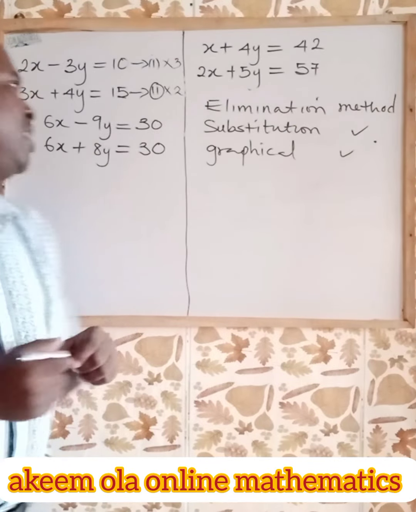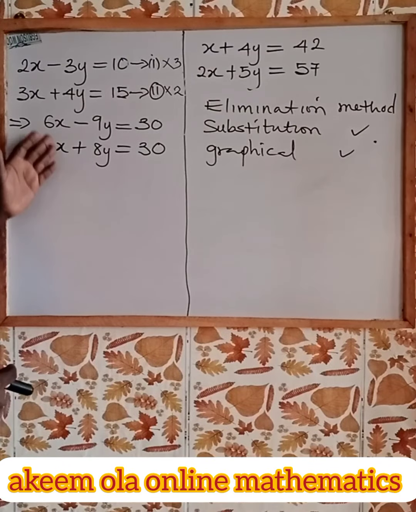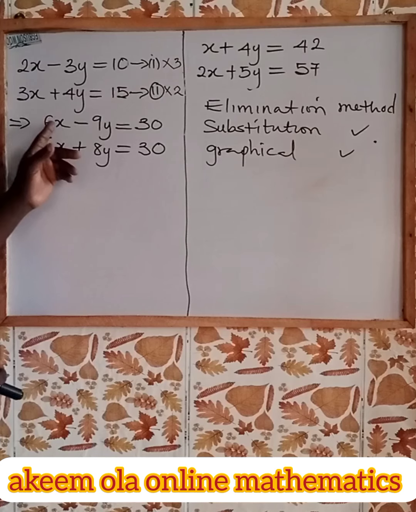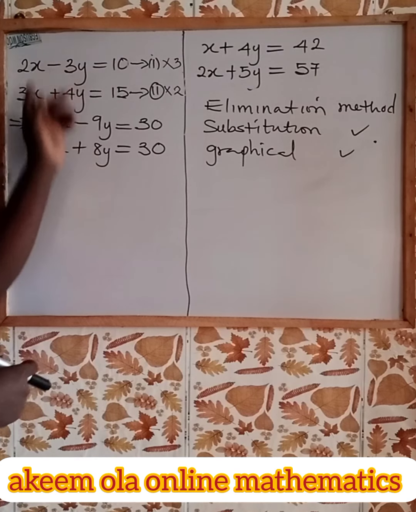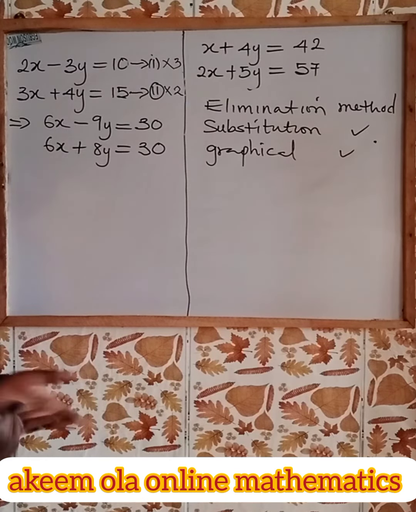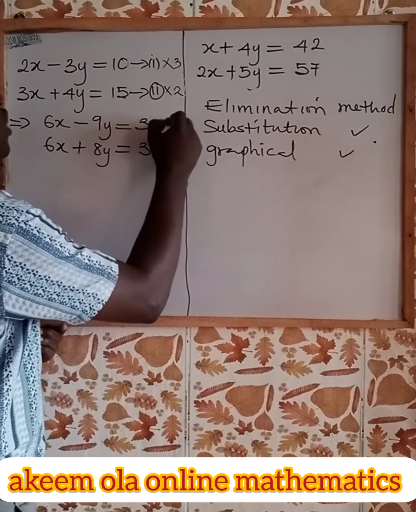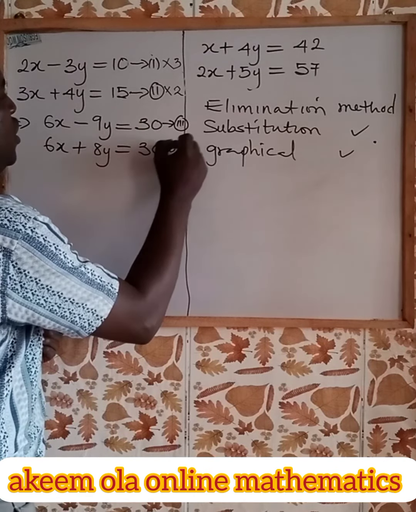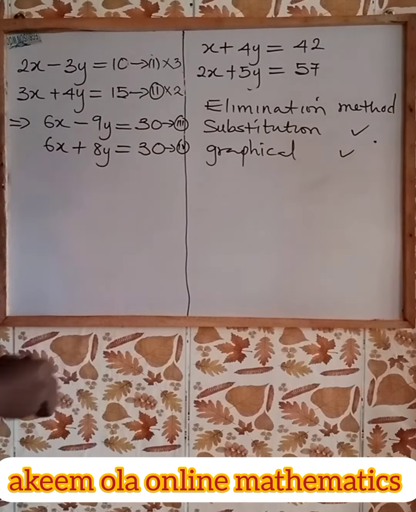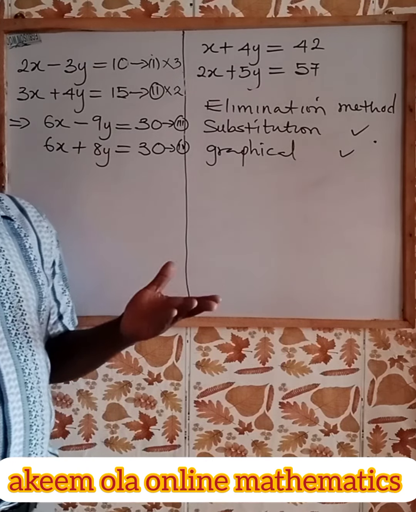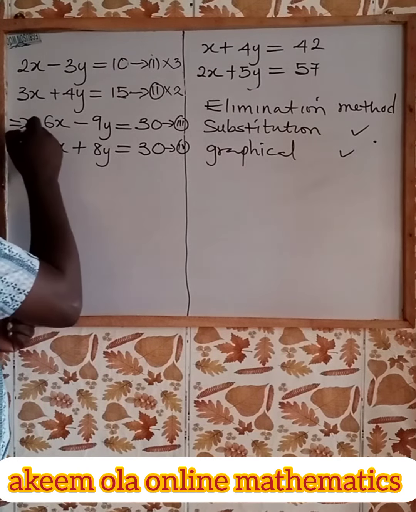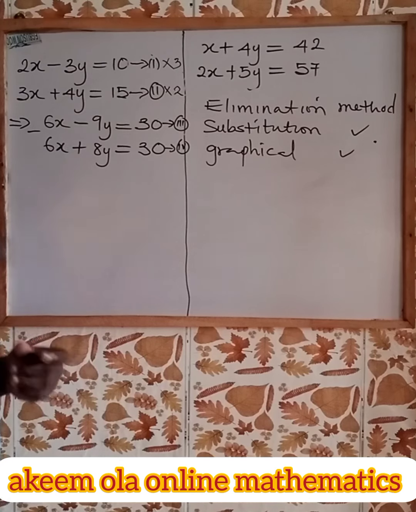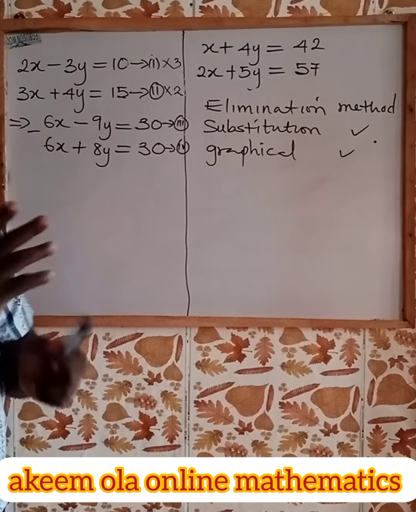Are we together? Now, you can see that the coefficient of x in equation 1 and the coefficient of x in equation 2 are now the same. We can as well call this one equation 3 and call this one equation 4. Now that the coefficients are the same, I can now subtract, simply because I want x to be eliminated.